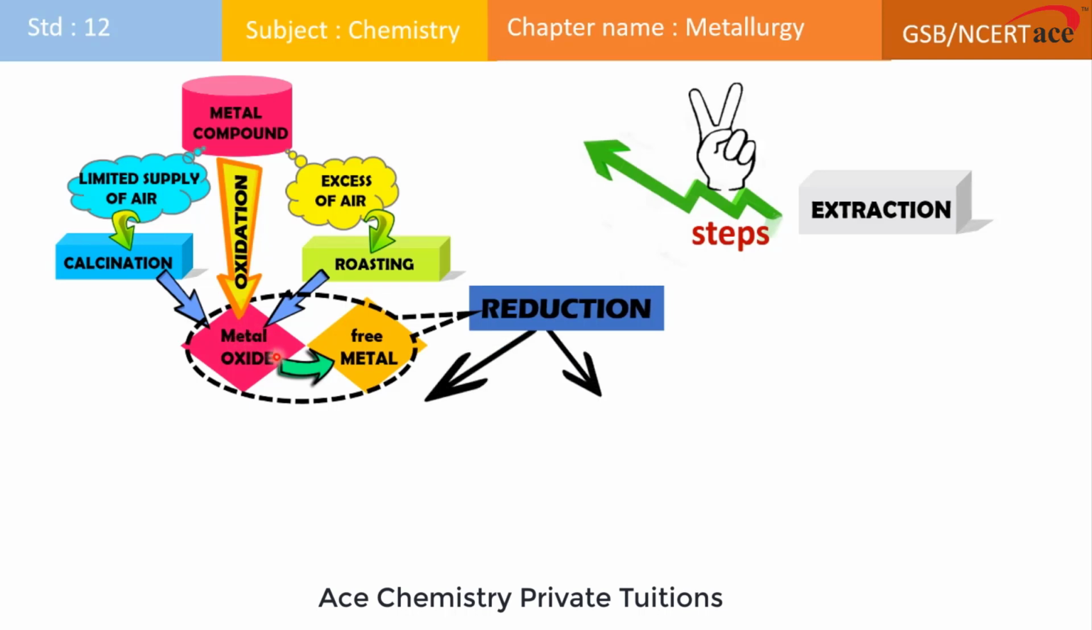Once the metal oxide, we want to convert to the free metal, we have to carry out the process of reduction. But the method of reduction depends upon the reactivity of the metal. So there are various methods of reduction that we apply. One is referred to as chemical reduction, and one is referred to as electrolytic reduction.